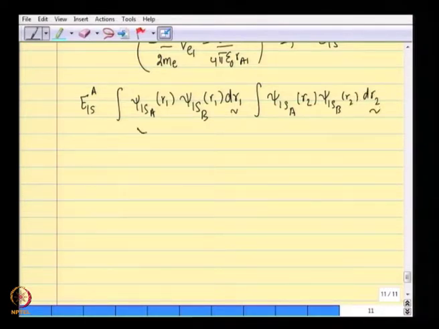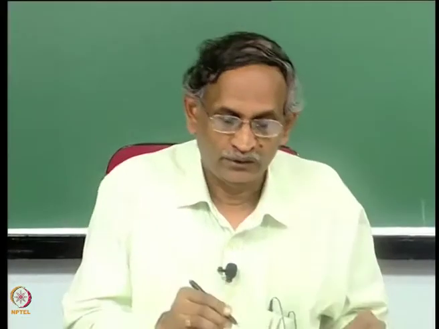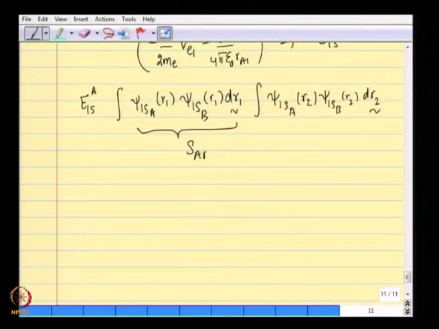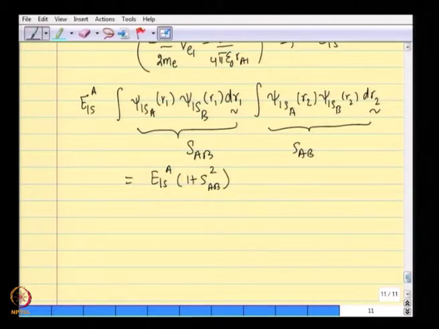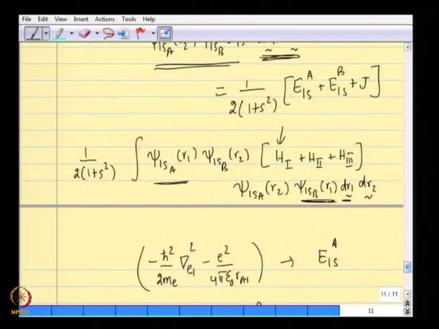Okay. Now, this is the overlap integral for the two wave functions associated with the two nuclei with the electron 1. Therefore, this is S AB, and this is the overlap integral for the electron 2 associated with the two nuclei A B, and this is also S AB. Therefore, the answer that you would get for the first term is E1s A times 1 plus S squared AB. That is only the H1, the first term.